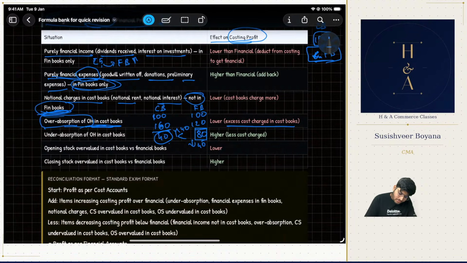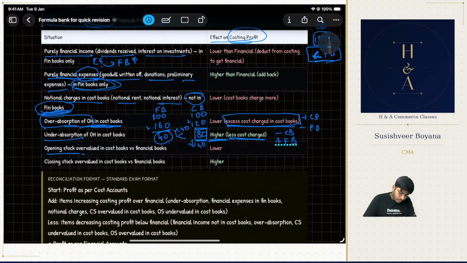Excess cost charged in cost books: I'm going to add to costing books and subtract from financial books. The opposite is going to be the under absorption case. Let us assume actual is 120 in financial books. In costing, I have under absorbed, but the actual is 160. Then I'm going to do the opposite. Costing is going to show higher because less is charged in costing. That means I'm going to reduce from costing books and add to financial books.